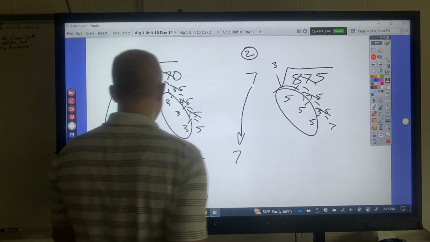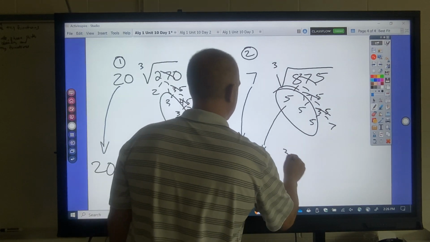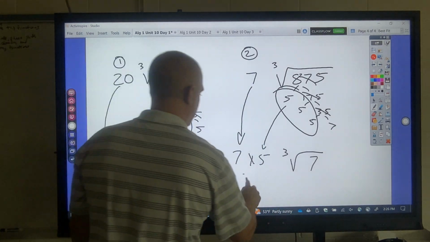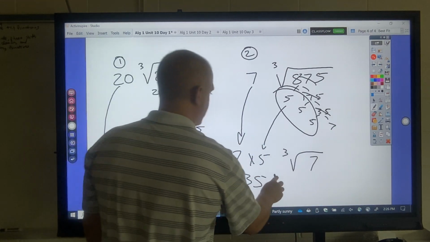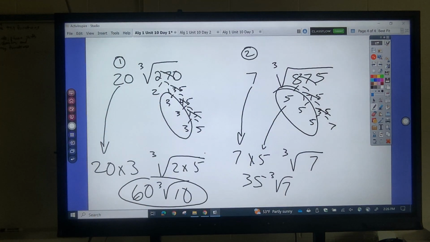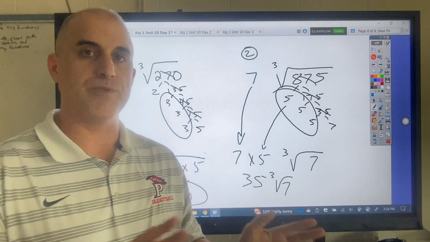I got 1 pair there. Okay, so that's going to join that 7 from out front. And that 7 on the inside goes there. So 7 times 5 is 35. 35 cube root of 7. Okay? And so this lesson 1 is just on basic reducing of square roots and cube roots.